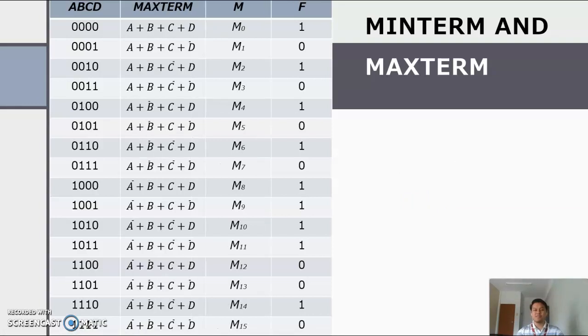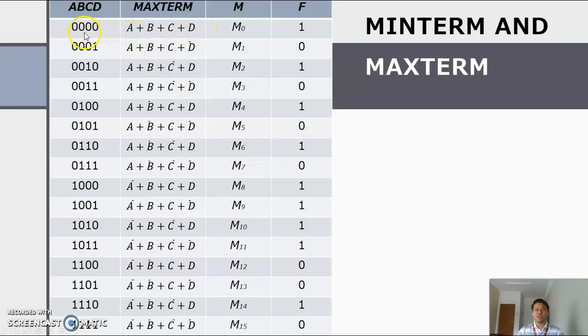Next one is the maxterm. So it's almost the same as the minterm, with a slight difference where the maxterm is written as a summation. So A plus B plus C plus D. And the notation for the maxterm is capital M, uppercase M. So it's still the same from M0 up until M15. And the output is still the same as we get from the truth table.